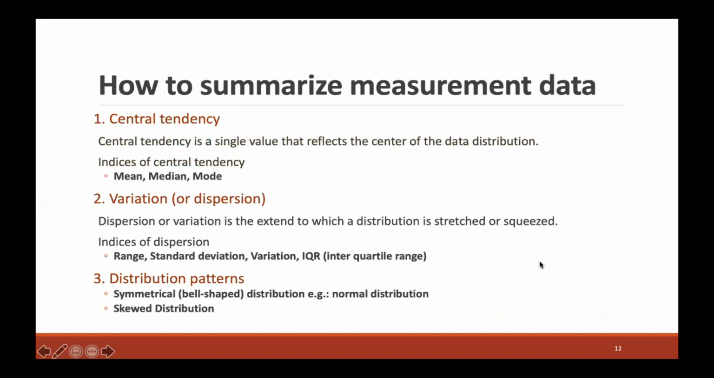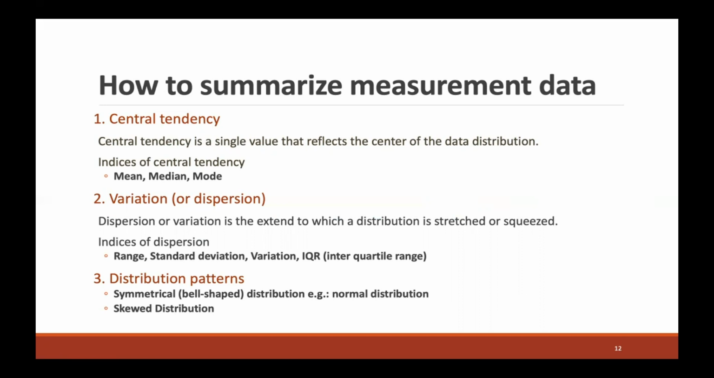So how do we summarize measurement data? There are three methods you can use to summarize measurement data. Measurement data is continuous and discrete data. First one is central tendency. Central tendency is a single value that reflects the center of the data distribution. So central tendency can be achieved using mean, median, or mode.